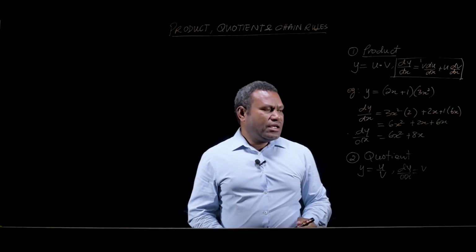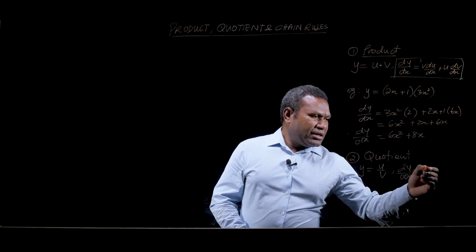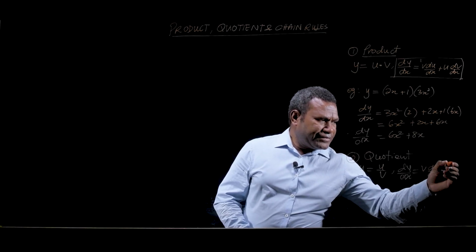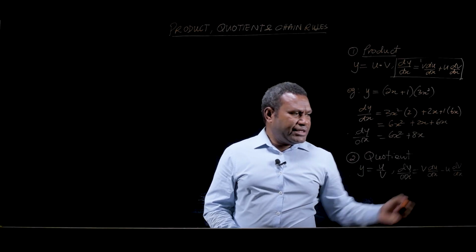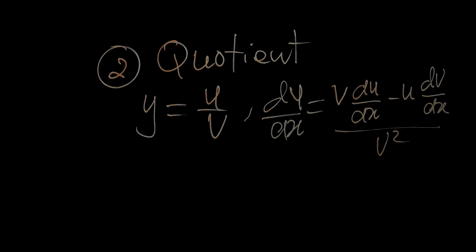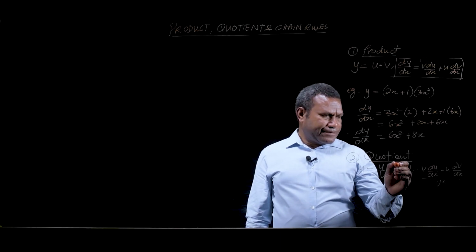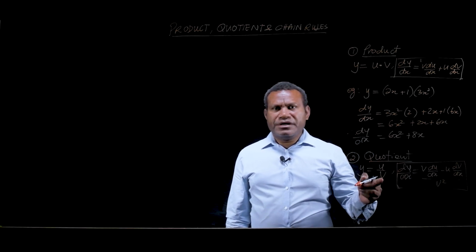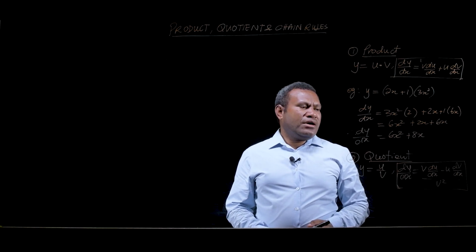the second function, which is the function in the denominator, multiplied by the derivative of the first function, minus the first function multiplied by the derivative of the second function, that's dv over dx, and all divided by v squared, the second function squared. So the quotient rule is this. If given a function y equals u divided by v, u and v are different functions in terms of x.